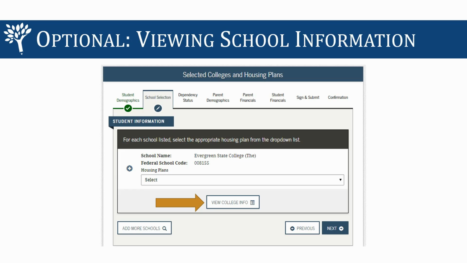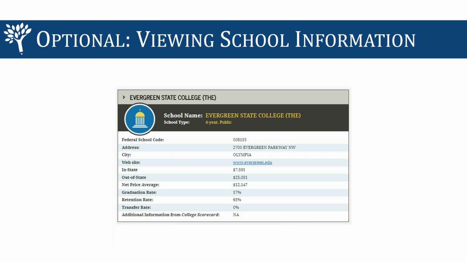Once you've selected your college, you can view college information through College Scorecard. Just select on the college, and it'll tell you information like the address, how much it costs, graduation rates, and transfer rates. This should be available for each college you select.